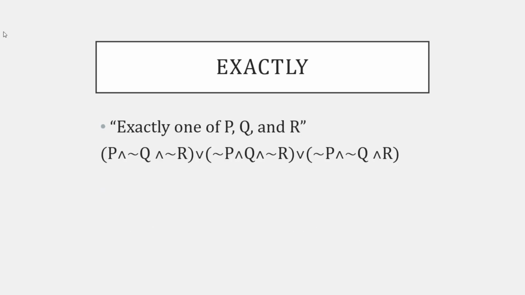Okay, and one last thing, exactly. Exactly one of P, Q, and R. I don't have a clever way of shortening this. What I got there is kind of long and cumbersome, but I don't know of any way of making it less long than that. You just enumerate all of the possible cases. There are only three possible cases where exactly one of P, Q, and R is true, and here they are: all three cases where one of them is true and the other two are false.